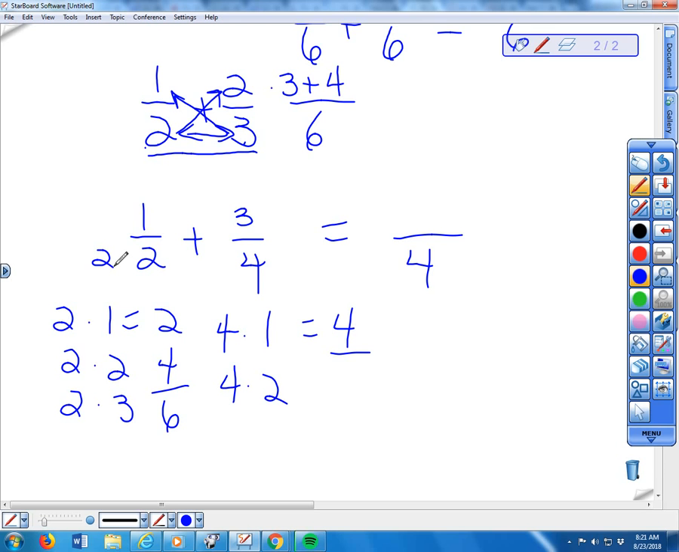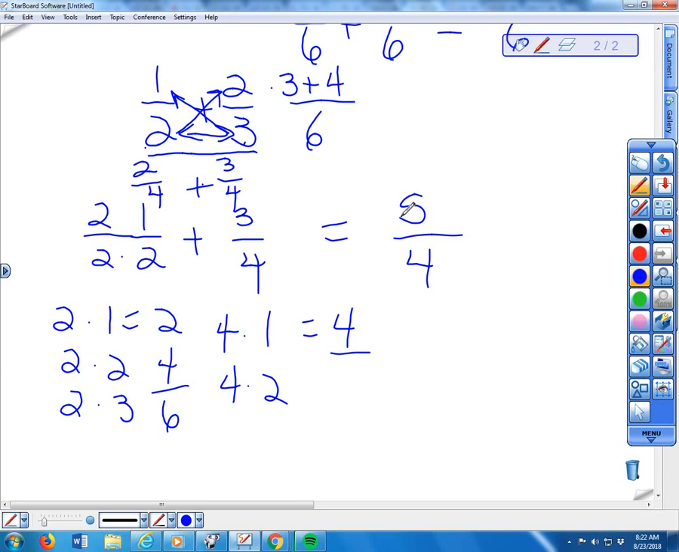I want to multiply 1/2 by 1. To do that, I've got to multiply top and bottom by 2, not just the bottom. Okay? 2 times 1 is 2, and then 2 times 2 is 4. So I end up with 2/4 plus 3/4. 2 plus 3, 5/4. And I can't simplify that to a whole number. So that's my final answer.